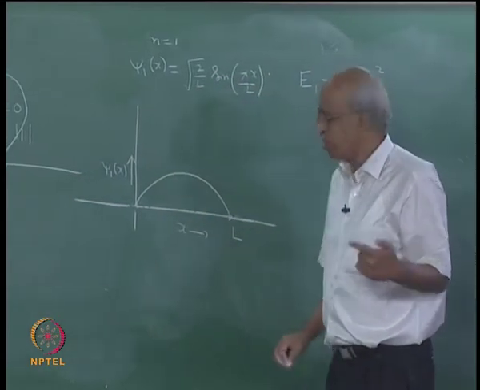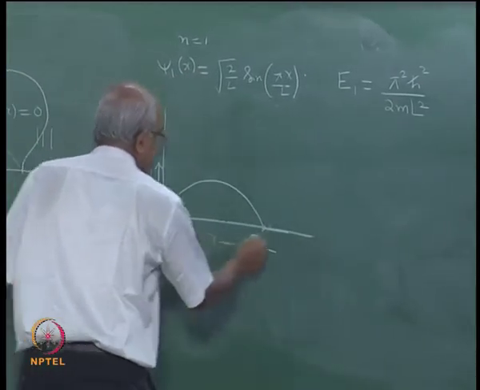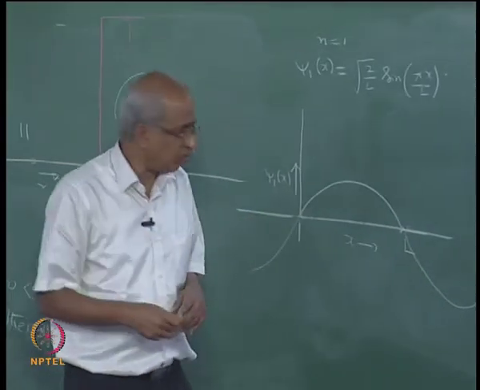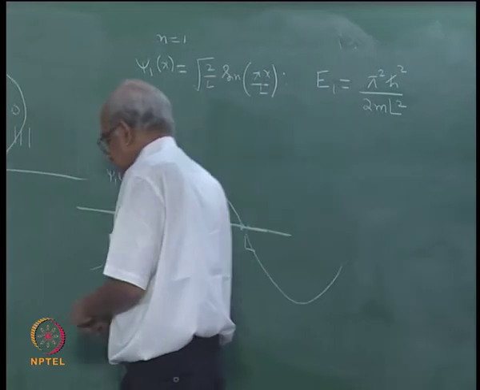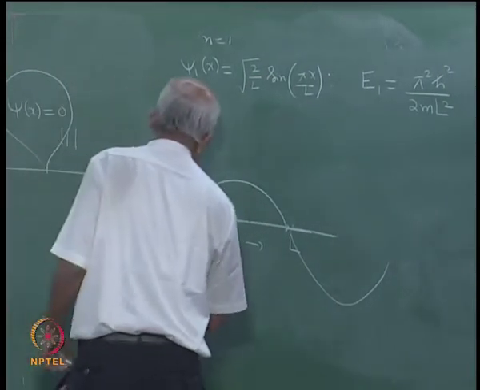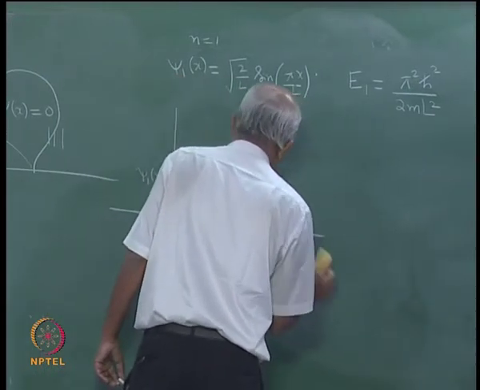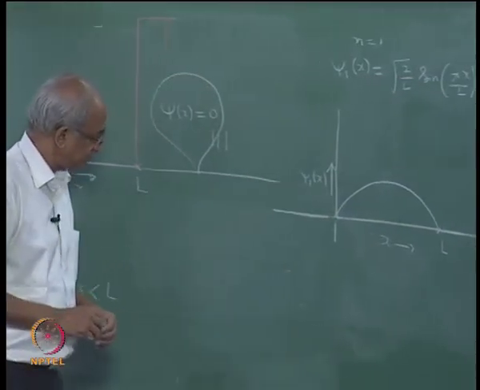So, this is the way if you represent a sinusoidal curve, it would go like that, correct. This is how a sinusoidal function would look, but all that is happening is that you do not have the other parts, you have just this part. So, this is the wave function for the system. Psi 1 of x would have this behavior.